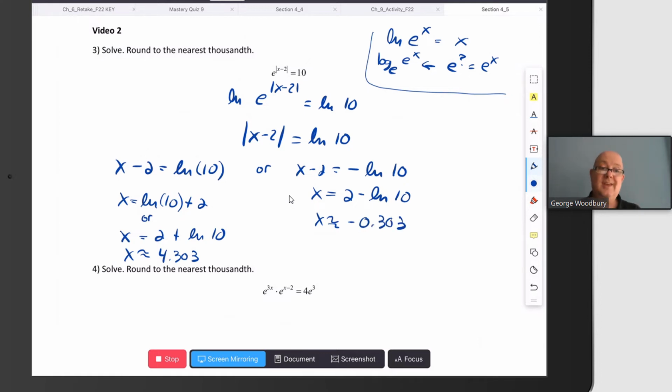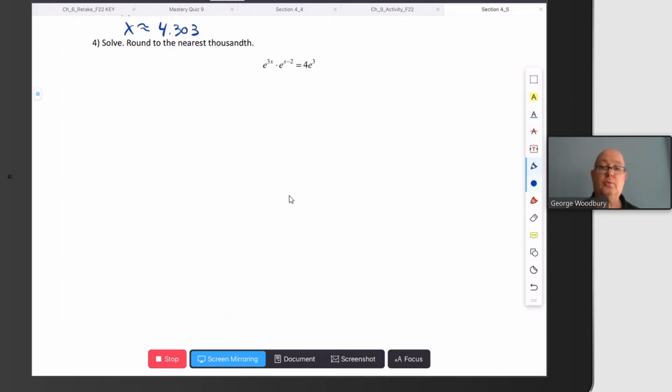The second one, we're going to use some properties of exponents to simplify that equation before we take the natural logarithm of both sides. We have e to the 3x power times e to the x minus 2 power equals 4 times e cubed. I know that a to the m power times a to the n power can become a to the m plus n power. That tells me on the left-hand side, I can add those two exponents together over one common base of e. And when I add 3x plus x minus 2, I get 4x minus 2.